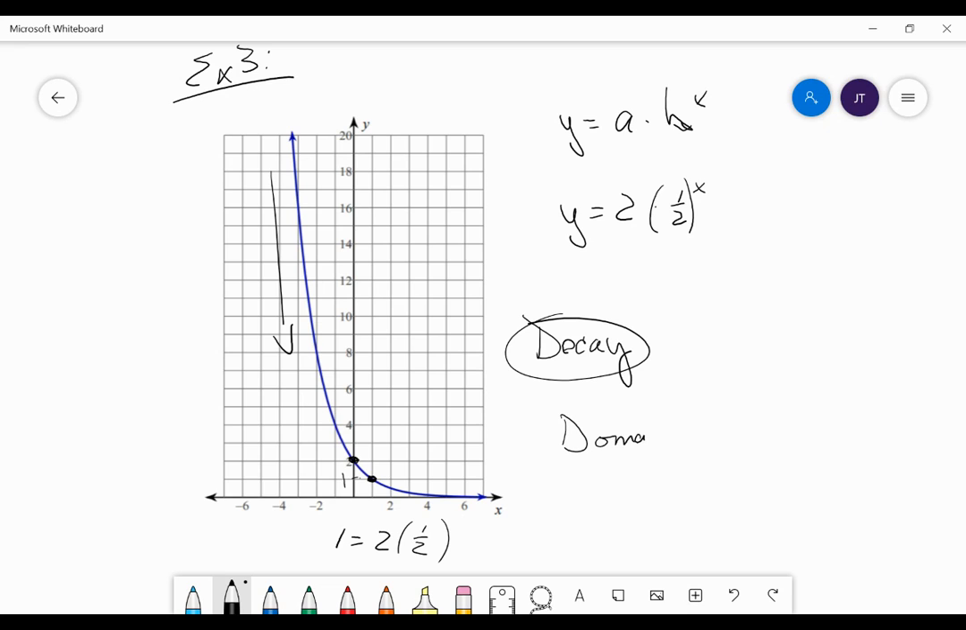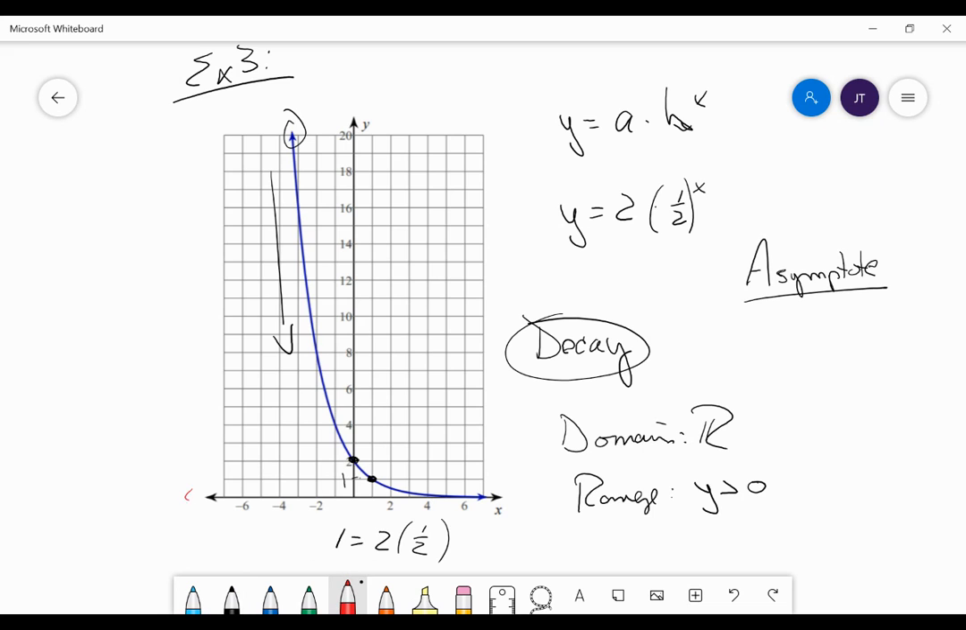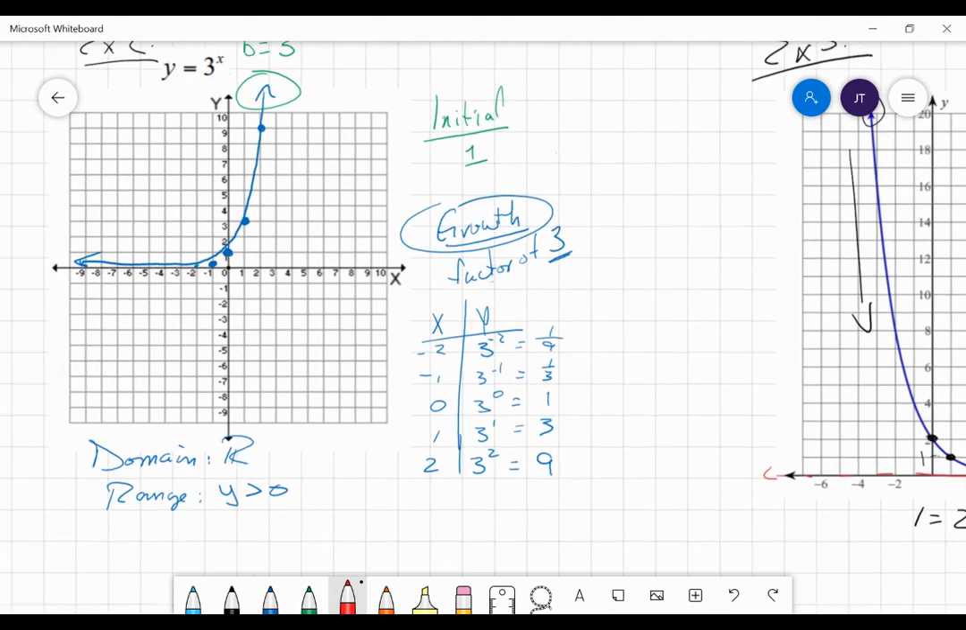And our domain is still all real numbers. Our range, even though it's going in the opposite direction, it's decay now, it's still getting closer and closer to 0, and it goes up forever. So y is greater than 0. And our asymptote is that point that it approaches but never actually touches. So that's 0. So the line y equals 0.